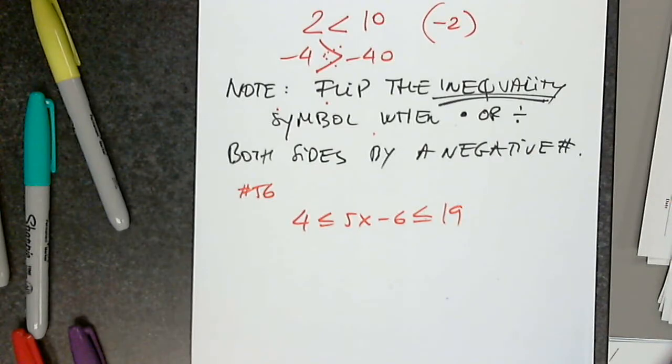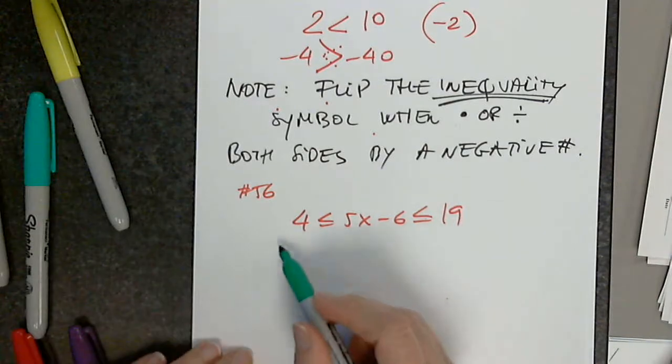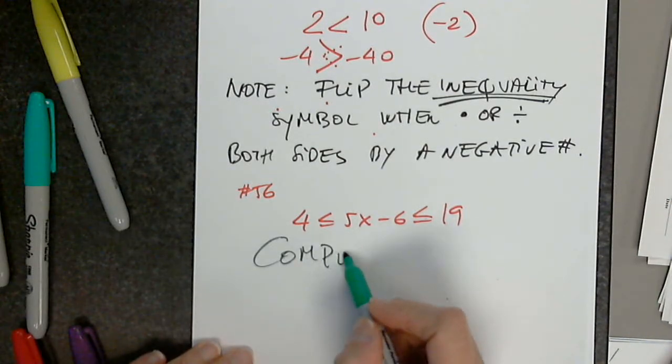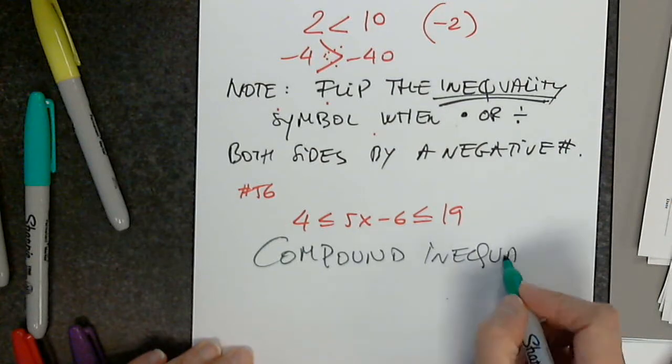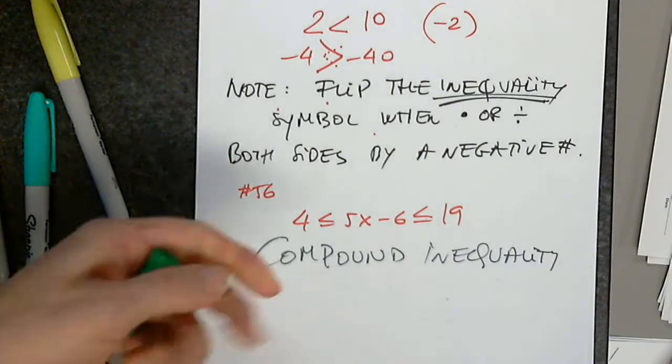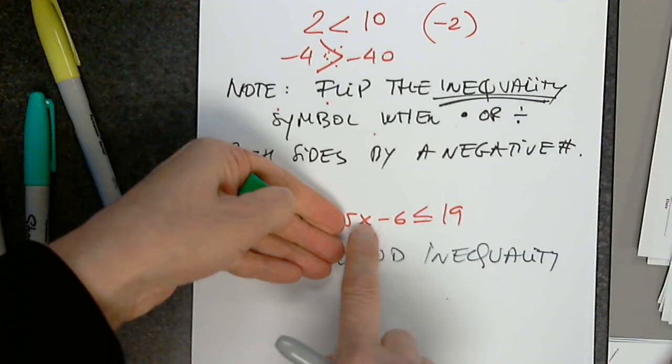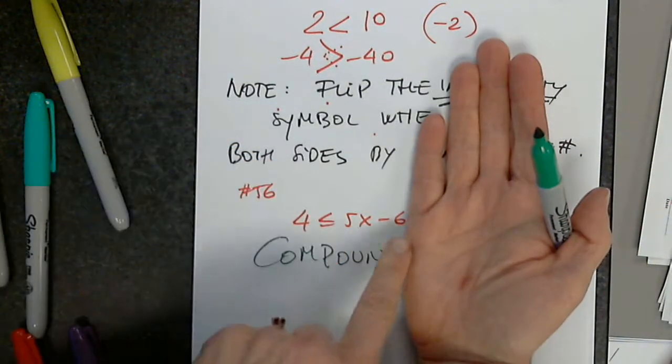And you can say, wait a minute, this is not an inequality. This is 2 inequalities. Yes, I agree. It's called compound, 2 inequalities put together. What 2 inequalities? This one and this one.